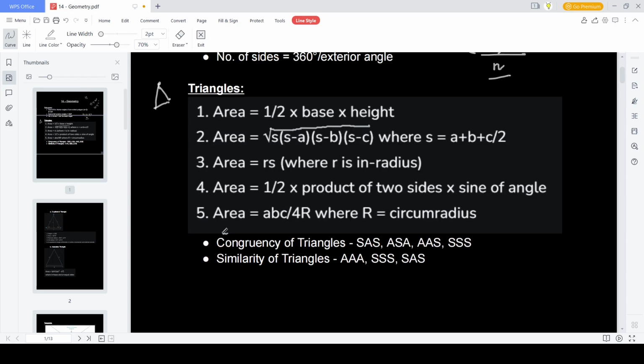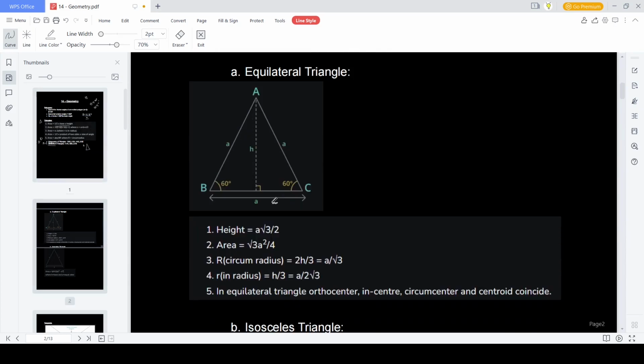Similarly, there is something called congruence of triangles and similarity of triangles. Congruence of triangles means the two triangles are exactly the same copies of each other. Similarity is like one is a parent, one is a child. Both of them look similar, they have similar features, but they are different in sizes, not in shape. Similarly, there is an equilateral triangle where all the sides are equal, and each angle is 60 degrees. The altitude is basically the median also, and the angle bisector also, in fact.